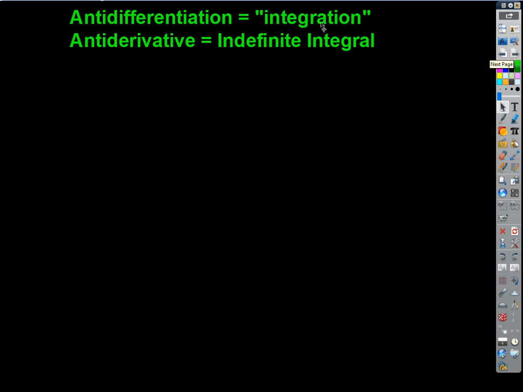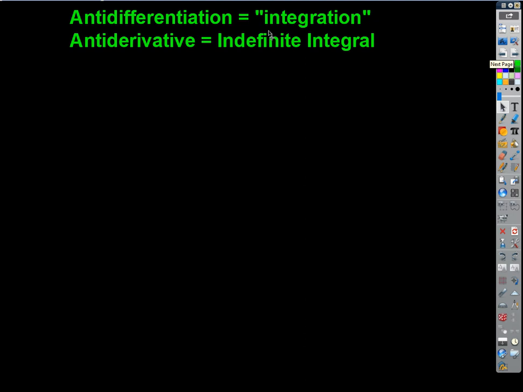Antidifferentiation is essentially equivalent to what we call in calculus integration. Okay, and why is it called integration? To integrate means to sum things up or to bring things together. Right now there's no way to see why those two concepts would go together, but within a week and a half or so, we'll start to talk about how this anti-differentiation process really is a process of summing things up.